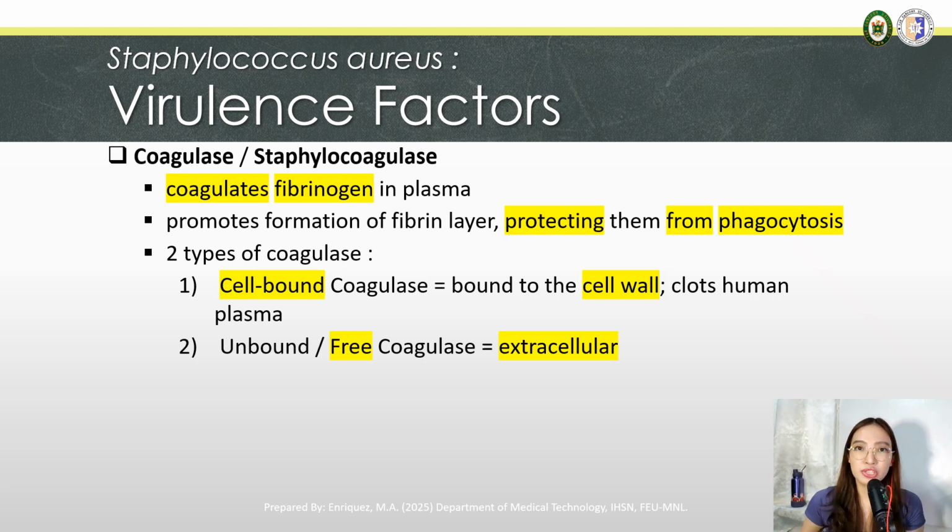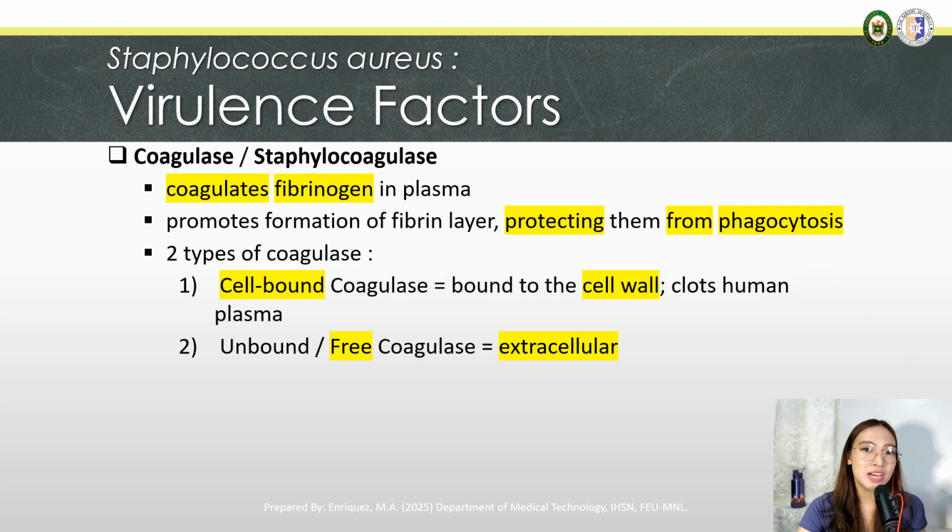There are two types of coagulase, the bound and free coagulase. The bound or cell-bound coagulase is attached or bound to the cell wall and can clot human, rabbit, and even pig plasma by converting fibrinogen into fibrin.